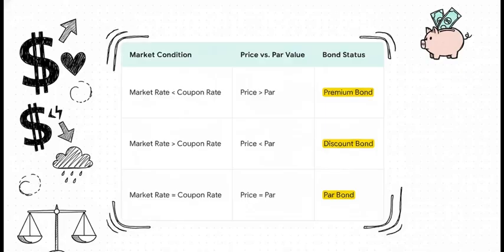And this brings it all full circle, right back to that relationship between the two rates. Look, if your bond pays a coupon that's higher than what new bonds are offering, the market rate, then your bond is a great deal and people will pay more for it, a premium. But if its coupon is lower than the market rate, it's less attractive, so its price has to fall to a discount to make it a fair deal.